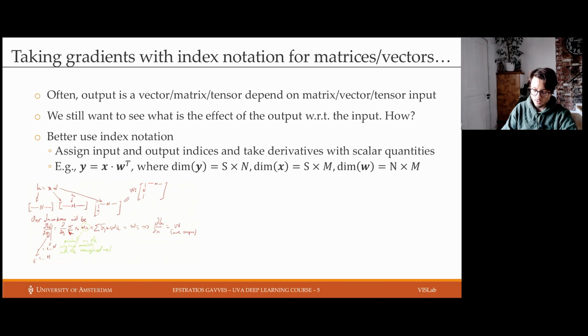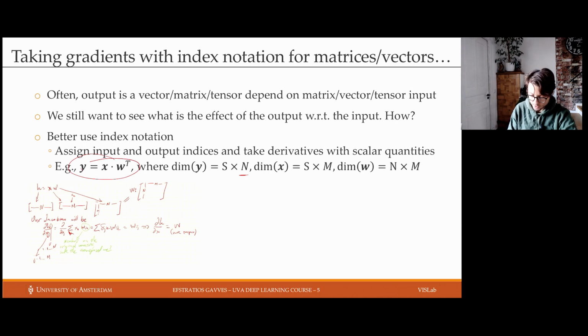Here in this example, we've got a simple function, like the linear module, right? So y is equal to x times W transpose. Our y has n dimensions, or let's assume now for simplicity that our batch size s equals 1. So we've got n dimensions and our x input has m dimensions. Then the weight matrix is n times m.